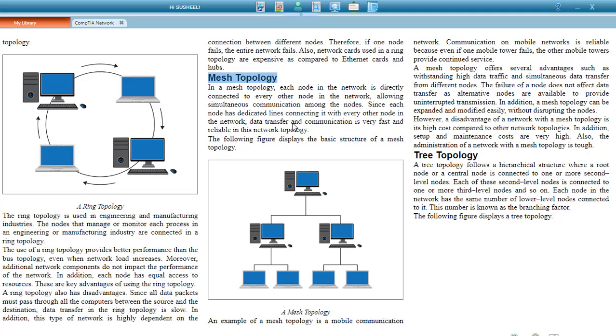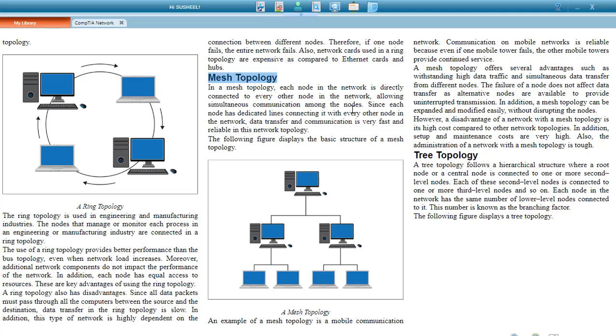Mesh topology. In a mesh topology, each node in the network is directly connected to every other node in the network, allowing simultaneous communication among the nodes. Since each node has dedicated lines connecting it with every other node in the network, data transfer and communication is very fast and reliable in this network topology.